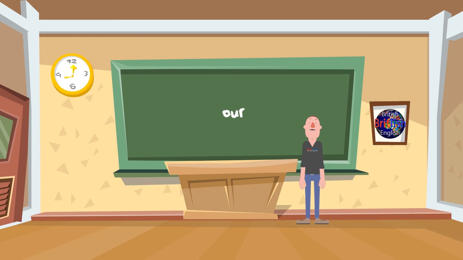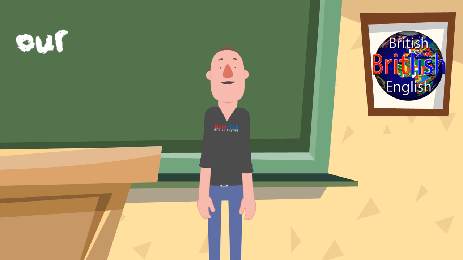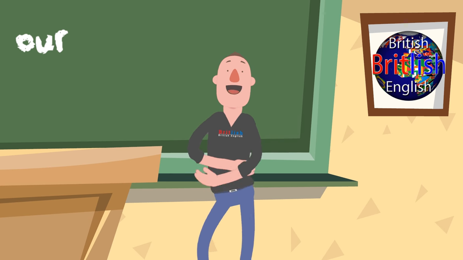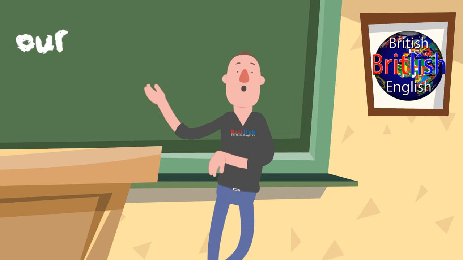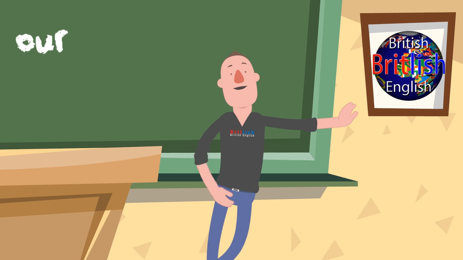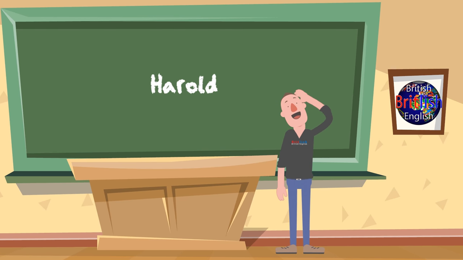When is "our" not "our"? A common English pronunciation mistake. "Our Father which art in heaven, blah blah blah." I remember mindlessly reciting the Lord's Prayer at school because we had to. All it taught me was the name of God, which is apparently Harold. "Our Father which art in heaven, Harold be thy name."